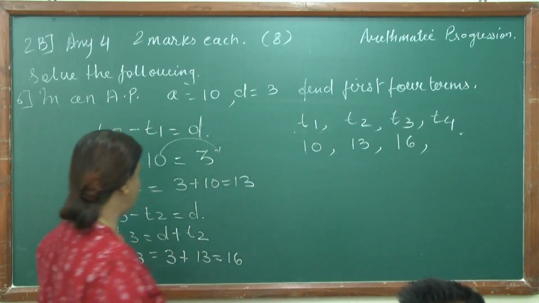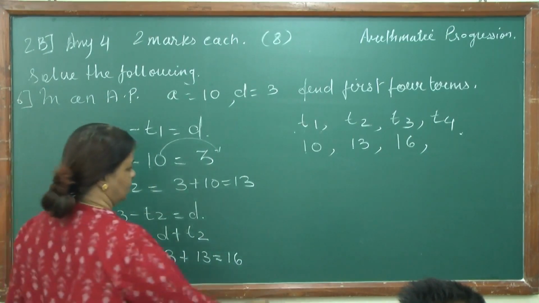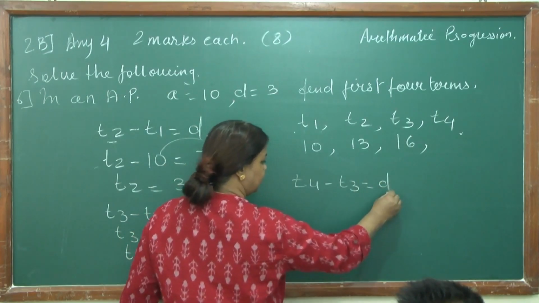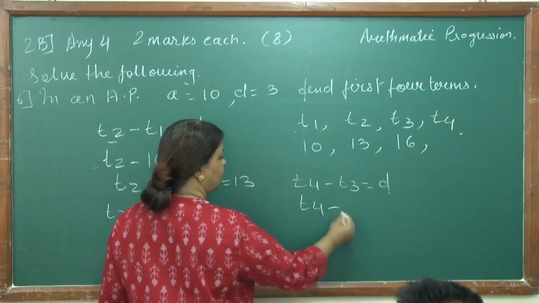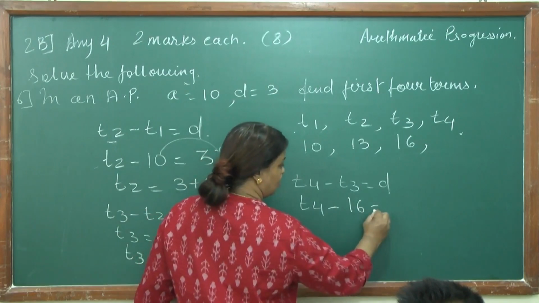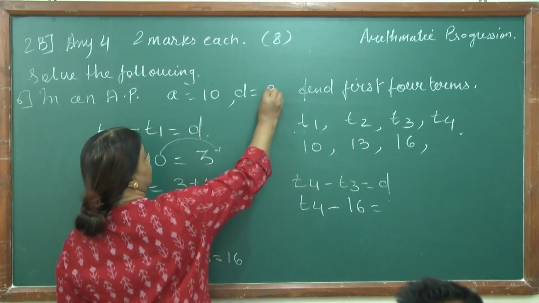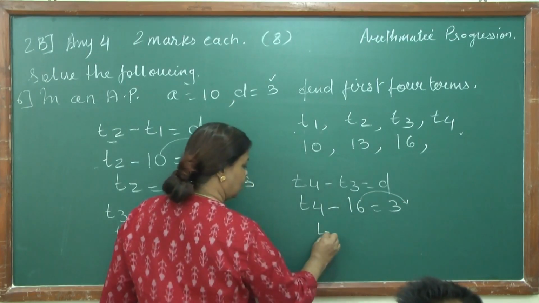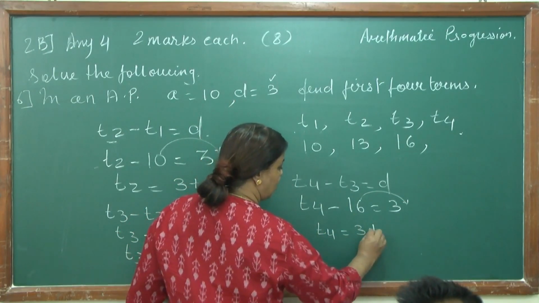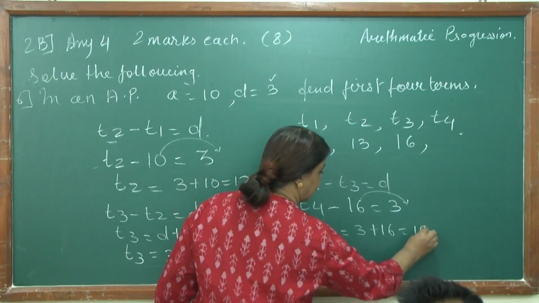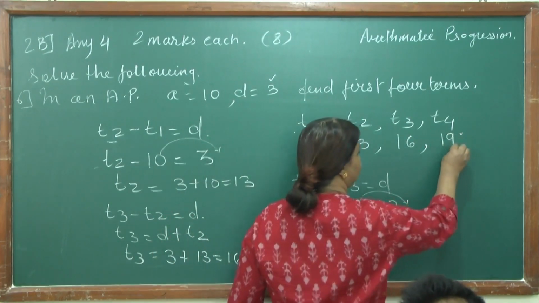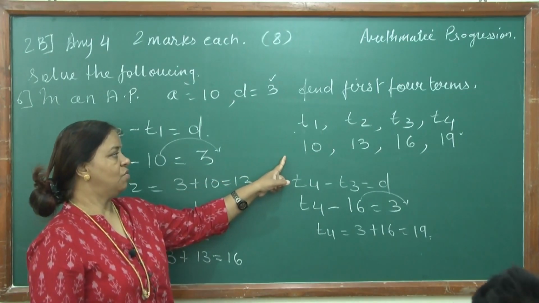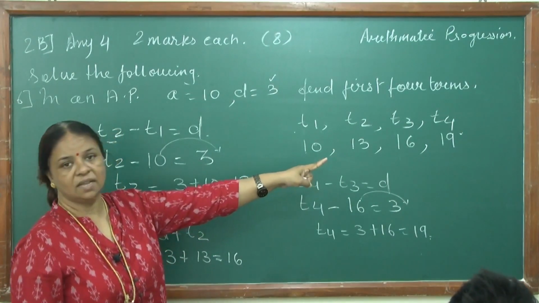Let's go for T4. Now again, T4 minus T3 is equal to D. T4 we don't know. T3 we know 16. D is 3. Place the value. Minus 16 will move here. So T4 is equal to 3 plus 16 which is equal to 19. So we got all the 4 terms. So 4 terms which were supposed to be found are 10, 13, 16 and 19.